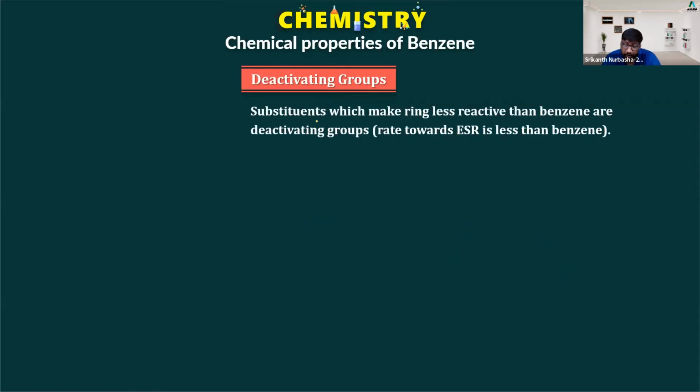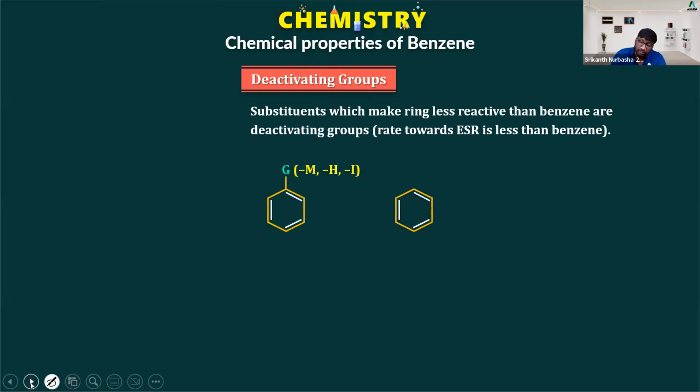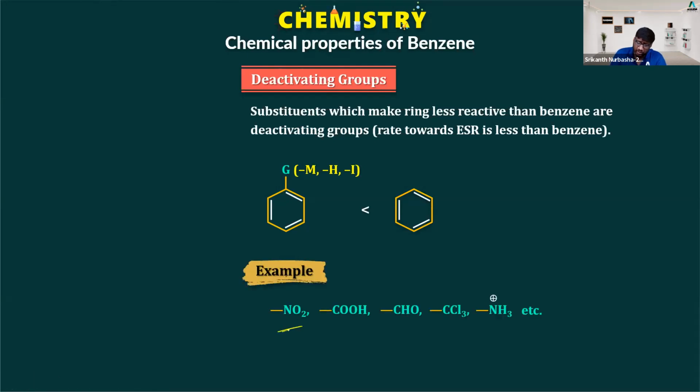Deactivating groups: substituents which make the ring less reactive than benzene are called deactivating groups. If the ring is less reactive towards electrophilic substitution, that is deactivating. So they have less reactivity when compared to benzene. Benzene is more reactive towards electrophilic substitution than a deactivated ring. NO2, COOH, CHO, CCl3, NH3+, all these are electron withdrawing groups. They withdraw the electron density, so obviously they deactivate the benzene towards electrophilic substitution reaction.